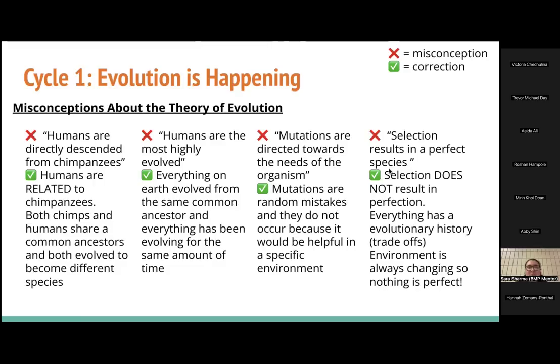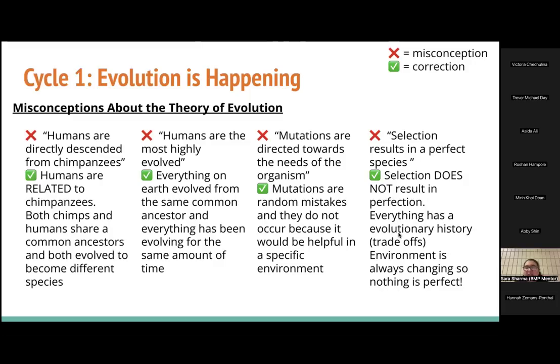Another one is that humans are more highly evolved. This is false. No species is more highly evolved than another. We all evolved starting from the same time, and we all came from the same common ancestor, so we've been evolving for the same amount of time. Another point is that mutations are directed towards the needs of an organism. This is false because, again, mutations are random, and maybe they help an organism in a certain environment, but maybe they don't. So it's really important to know that these mutations are random, but sometimes they do help.